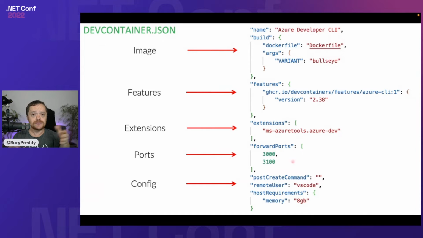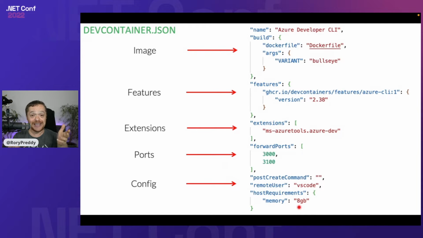I'm going to port forward. I am running on a Docker instance, a container. So I might want to use certain ports. And in our demo, we're going to actually go do some testing on port 3100. And then afterwards, I've got some post config there. The user I'm going to run on Docker is VS Code. And then the host requirements, very important.